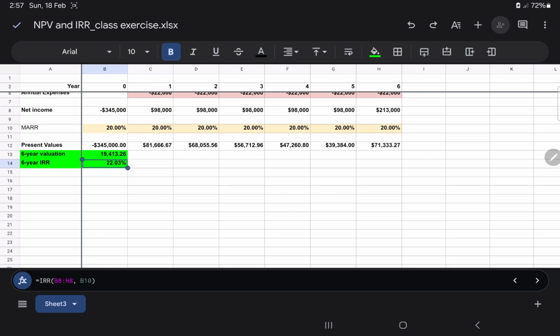Now, if we compare the IRR with the MARR, take note that the IRR is 22% while the MARR is only 20%. This means that the IRR is greater than the hurdle rate. Therefore, the project is economically justified.